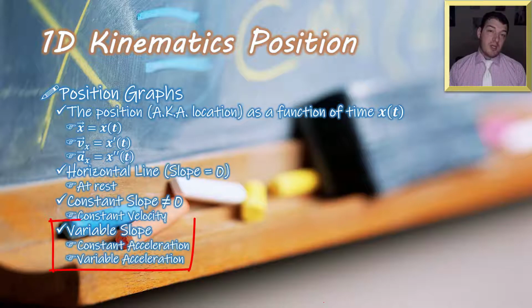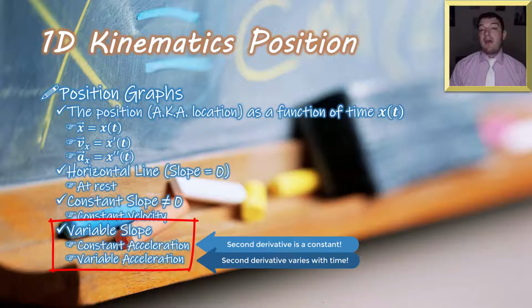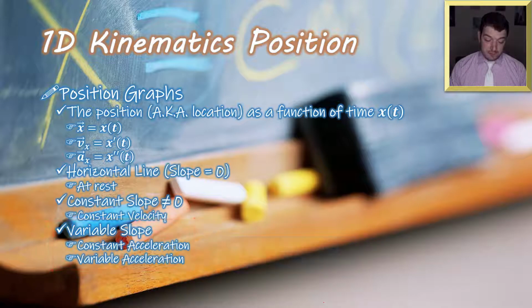If we have a position graph that has a variable slope, it has a curviness to it, then we know that the velocity is changing with respect to time, so there must be an acceleration taking place. If it's a single smooth curve, then the acceleration is constant. If the curve has some change in how it curves, and often you'll refer to that as a change in its concavity, or a change in the rate at which it is changing over time, then we have a non-constant acceleration.